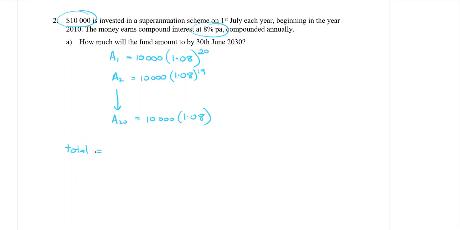Starting with the smallest one and working our way up into the bigger terms, we will have 10,000 × 1.08. The next one would be 10,000 × 1.08 squared. And then I'm going to go plus dot, dot, dot for all the other terms that I don't want to write down, and go to the last term, which was 10,000 × 1.08 to the power of 20.